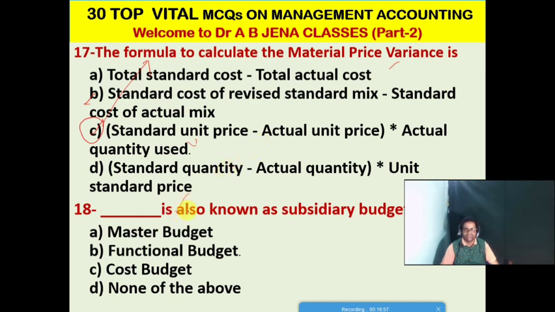So next one MCQ, which one is known as the subsidiary budget? A it's the master budget, B it's the functional budget, C it's the cost budget, D it's none of the above. Friends, so B is the right option for this MCQ. The functional budgets are also known as or treated as the subsidiary budgets.